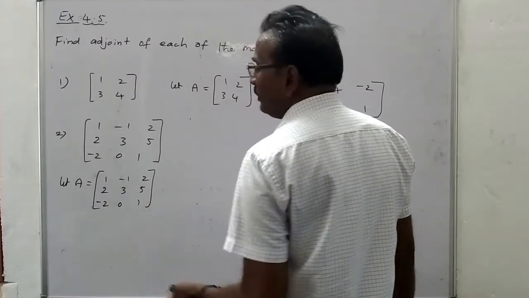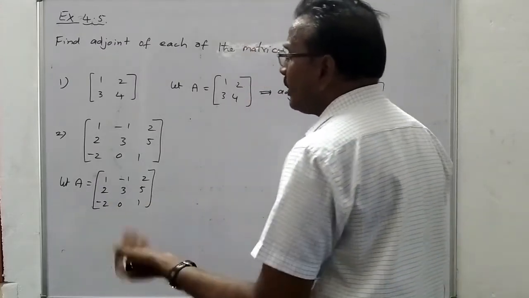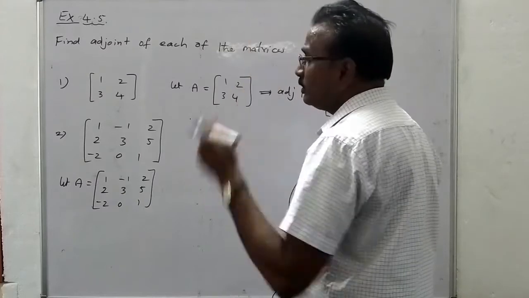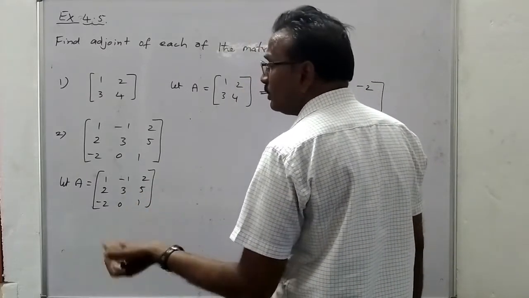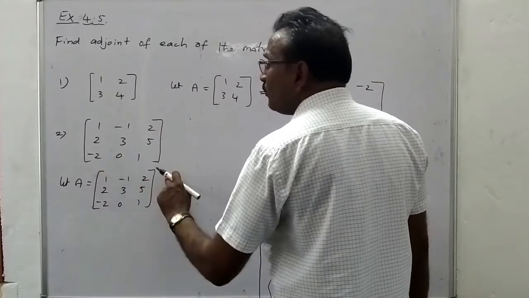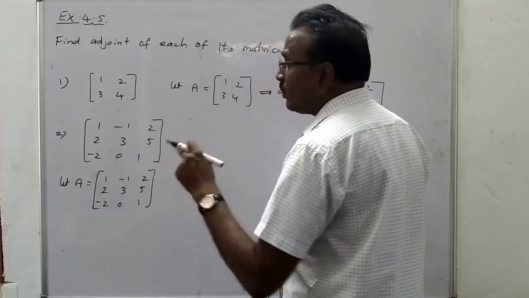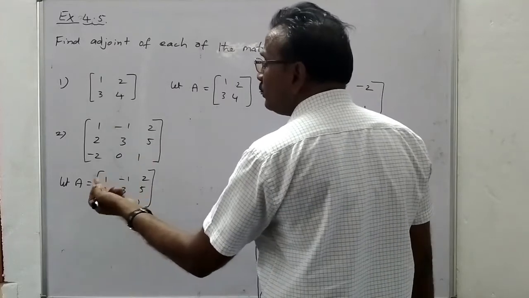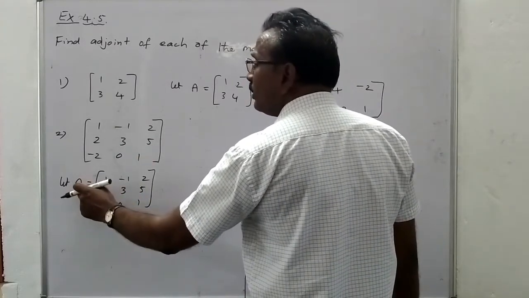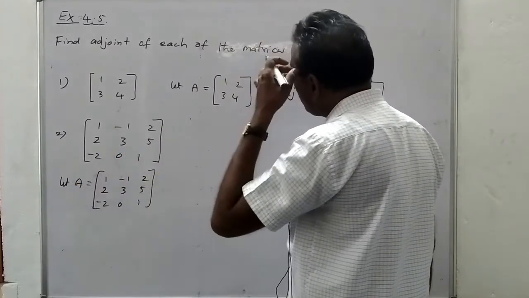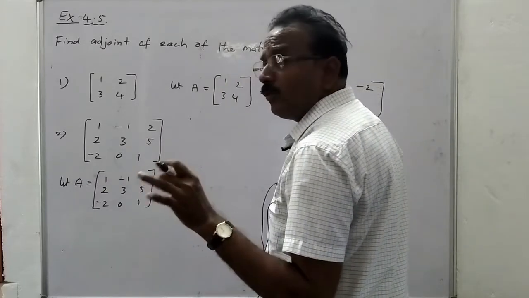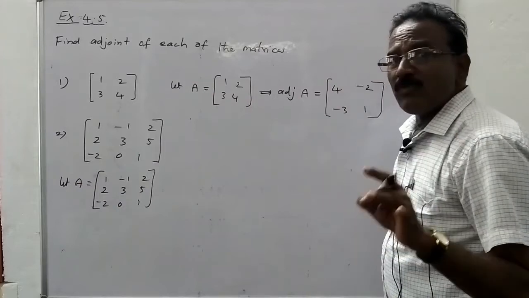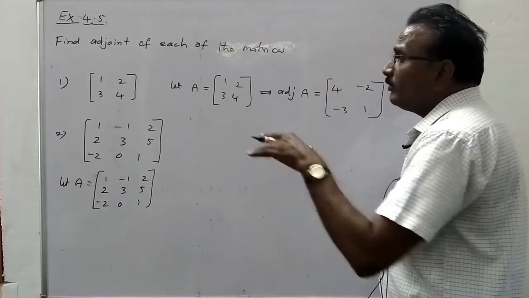Whenever a third order matrix is given, first, what is the adjoint of a square matrix of order 3? The transpose of the cofactor matrix is called the adjoint of A. To find the adjoint of matrix A of order 3, we need to find the cofactors of each and every element of the given matrix.